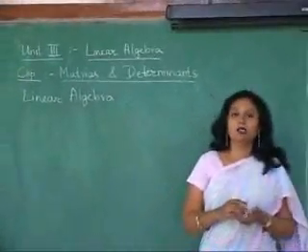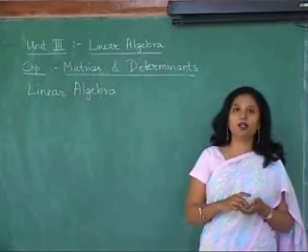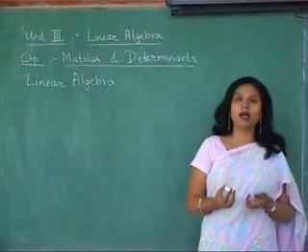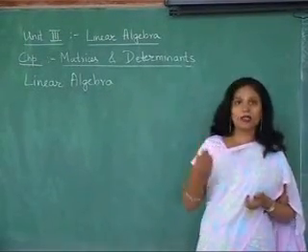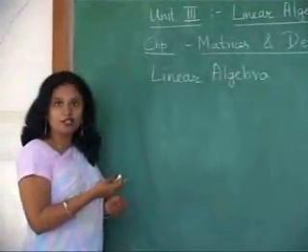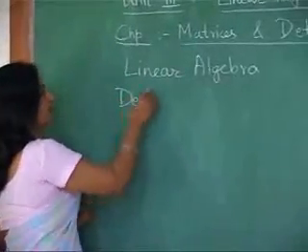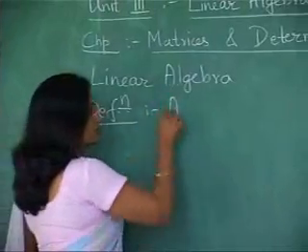Traditionally, algebra was the art of solving equations and systems of equations. So, linear algebra is the art of solving linear systems of equations. Let's start with the definition of a matrix. I'll quickly run through the definition because most of this you all have done in the 12th standard. So, we begin with the definition of a matrix.